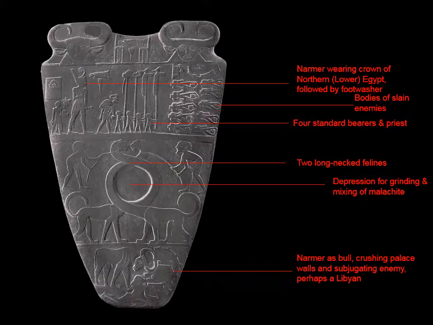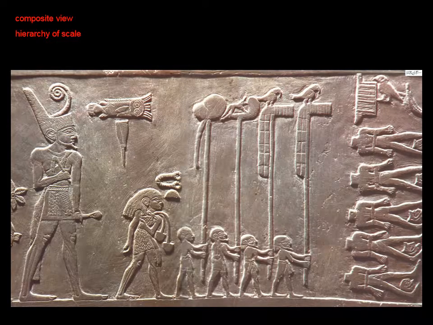And then finally the lowest register, where we see Narmer now in the form of a bull, conquering a city, stepping on the body of a person identified as a Libyan, and knocking down city walls. Here you can see an up-close view. I've given you your vocabulary of composite view and hierarchy of scale. There's the wonderful detail of the people laid out on the battlefields, and you can actually see that they've been beheaded and their heads are laid out between their legs.